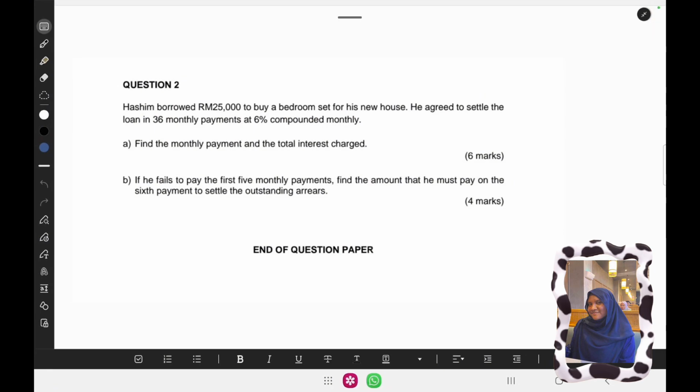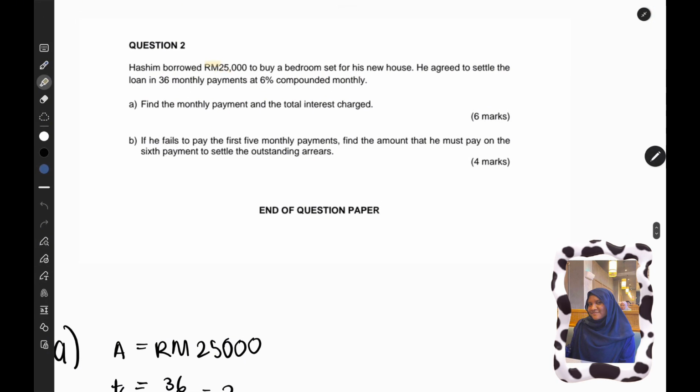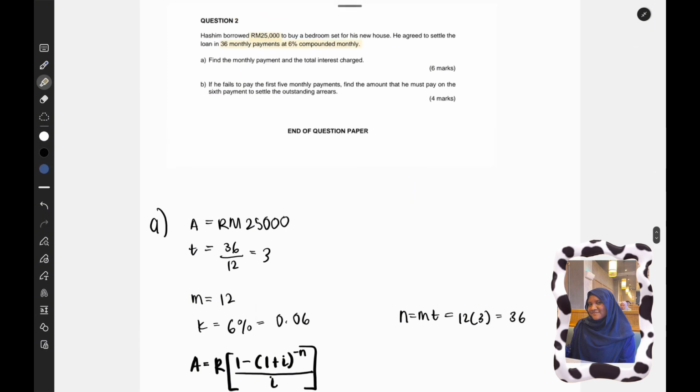Question 2, question A. It says Hashim borrowed 25,000 to buy a battery set for his house. He agreed to settle the loan in 36 monthly payments at 6% compounded monthly. So let's list out the information that we have. Firstly, he borrowed RM 25,000. So A equals 25,000.